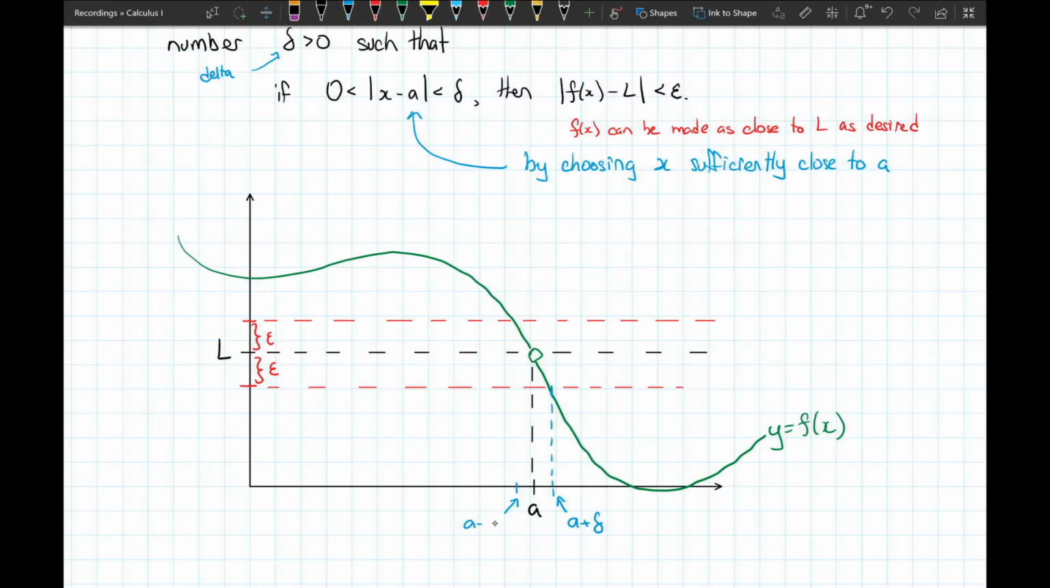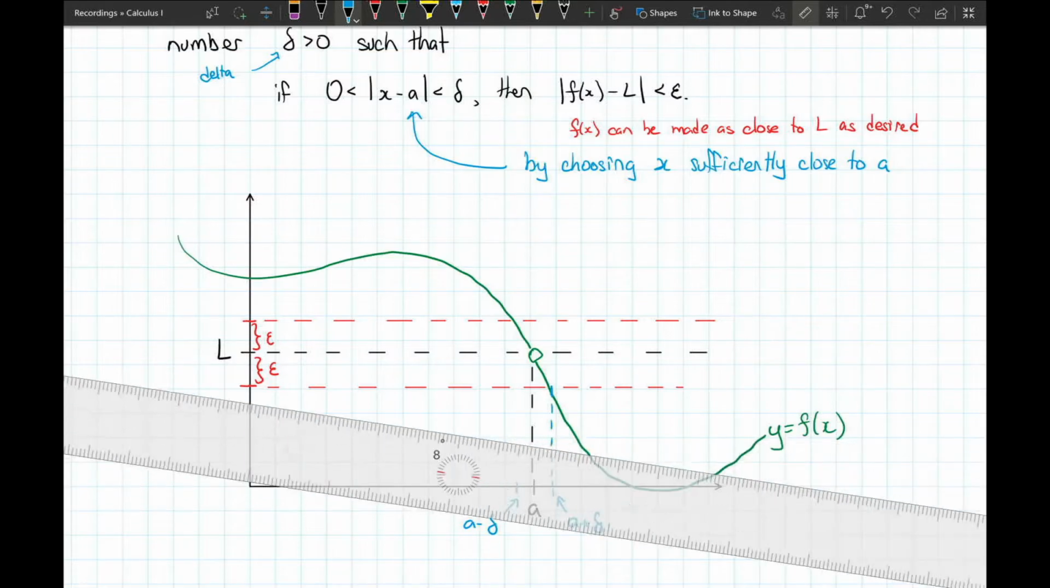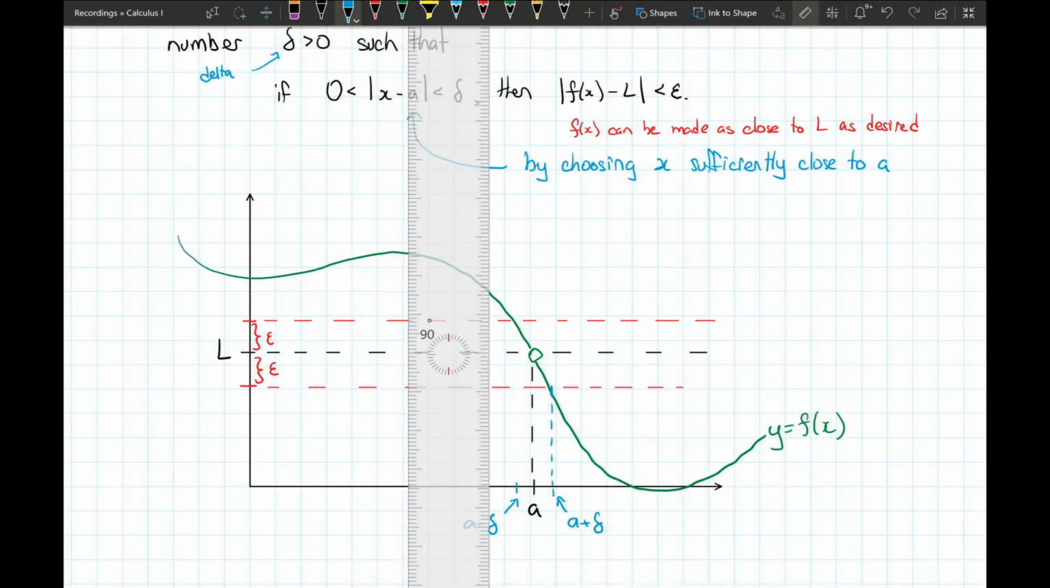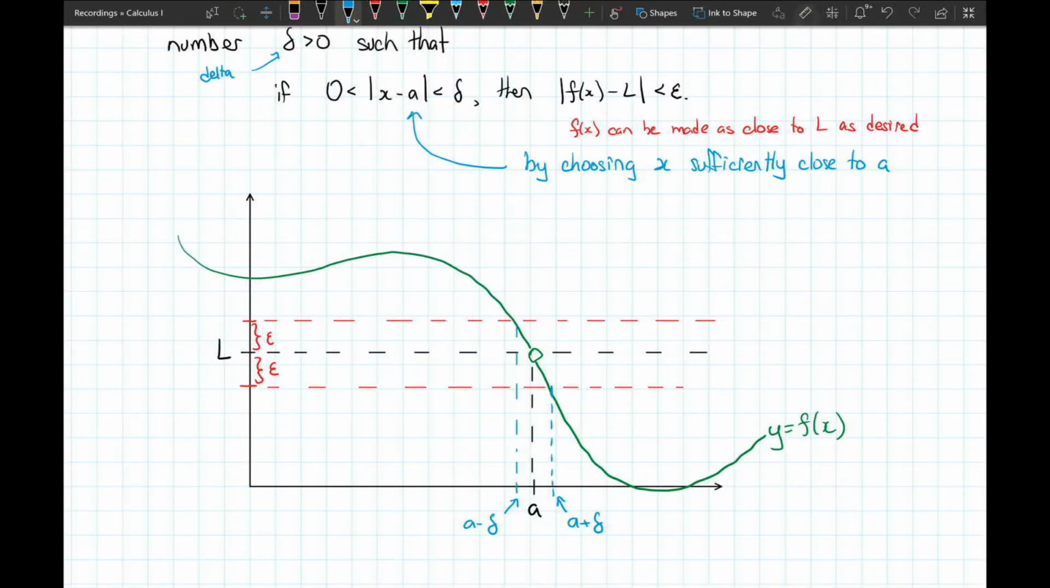And I'm going to use my ruler here again, and take a look at where the graph is at that distance. And that puts me at this point here. And I could actually travel a little bit further to the left and still be within the red dotted lines. But I couldn't travel any further than that distance to the right and still be in the red dotted lines. So this would be how close I would need to be to a in order to be this desired distance from L.